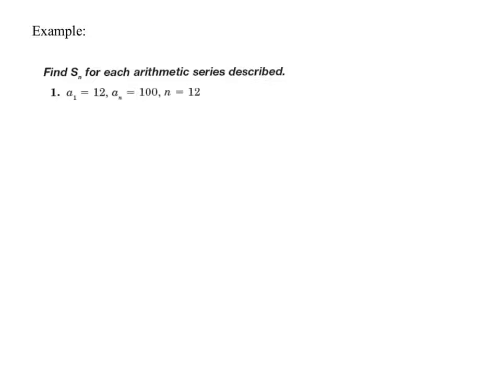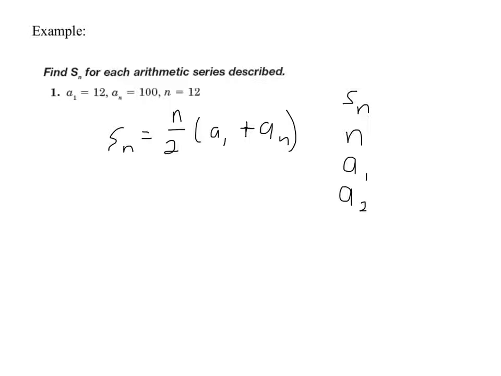All right, now let's do an example using that formula. Remember what the formula was. We had S sub n is equal to n over 2 times a sub 1 plus a sub n. Anytime you're working these, I want you to write down the pieces of this formula off to the side, and look at the problem and see if we can identify each of these pieces.